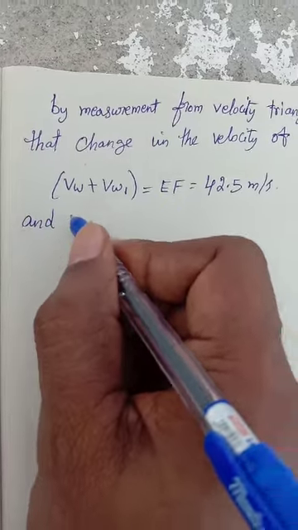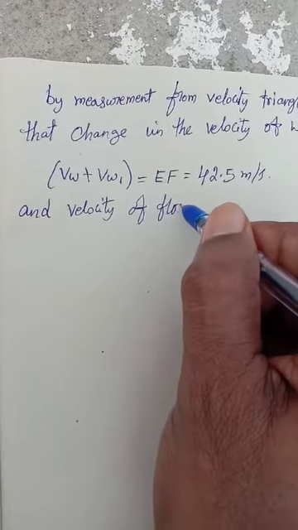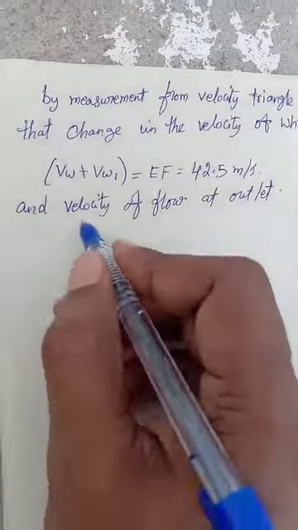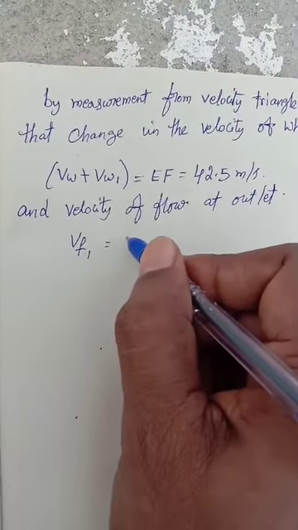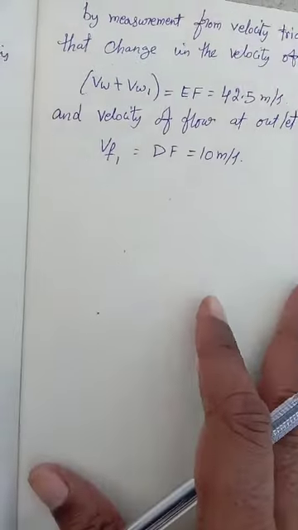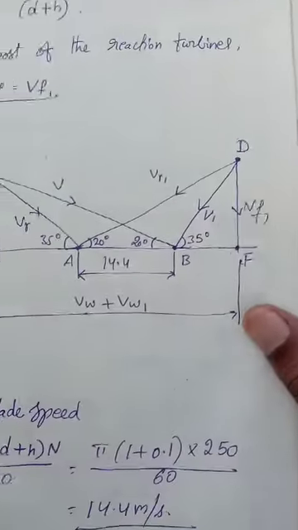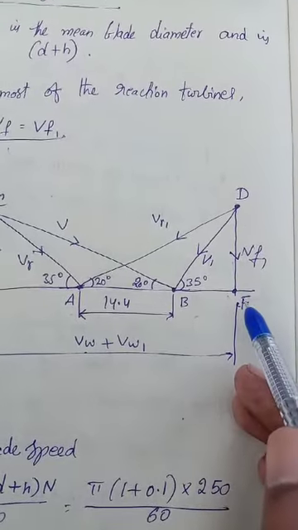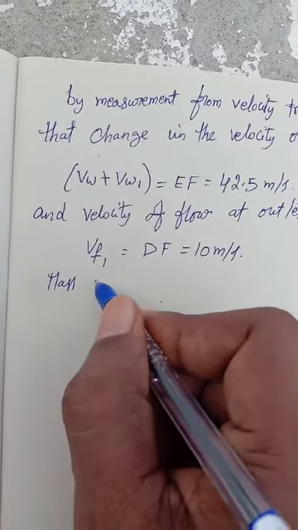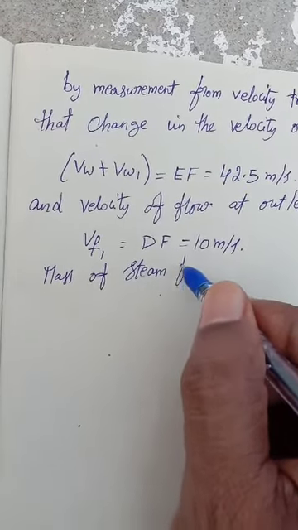And the velocity of flow at the outlet, Vf1, is equal to DF, that is equal to 10 meters per second. So this is the outlet Vf1. Okay, DF, right? And now we are going to solve the mass of steam flow.